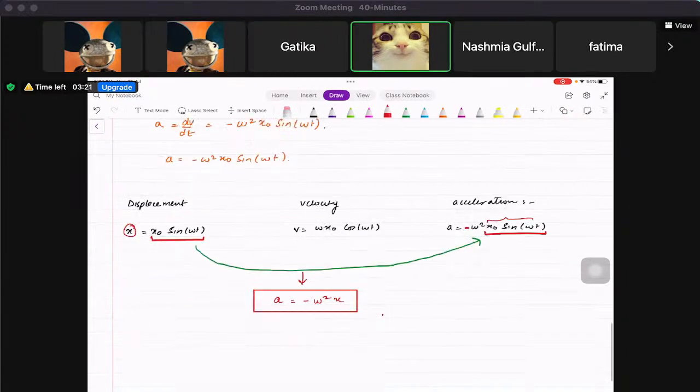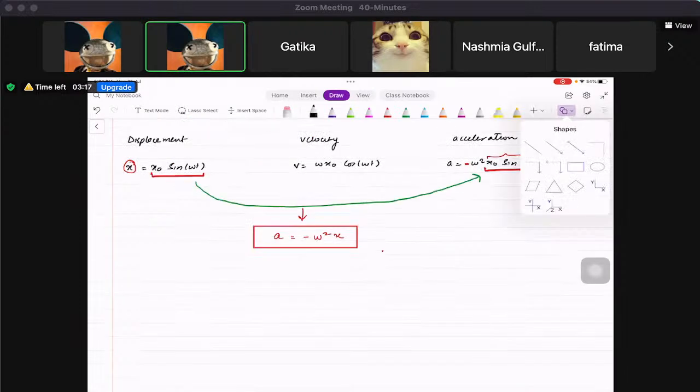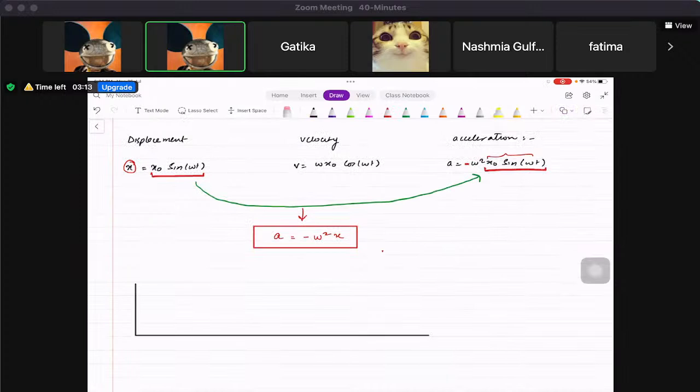Now we can also make the graphs of it, and the graphs are very important because they will help you understand what we're actually achieving here. Okay, right.